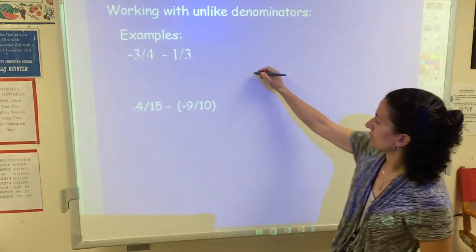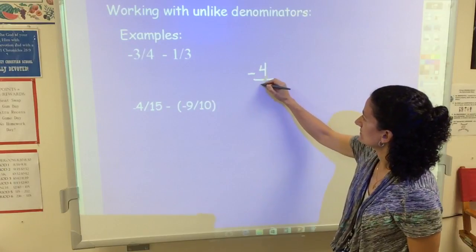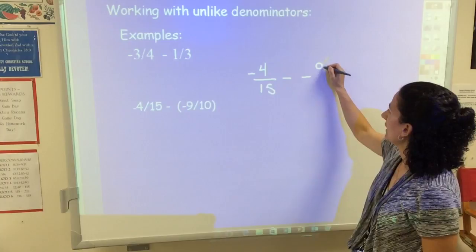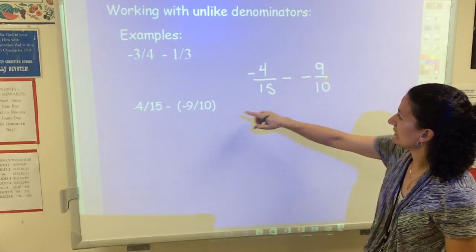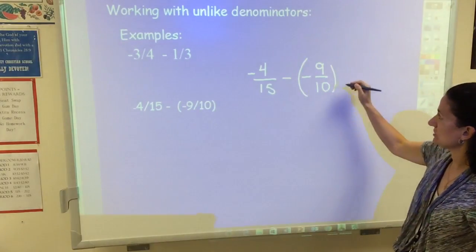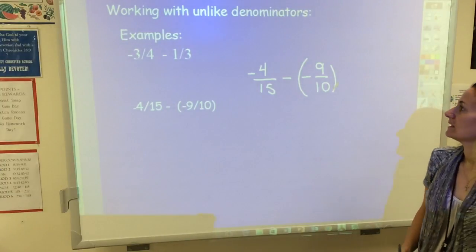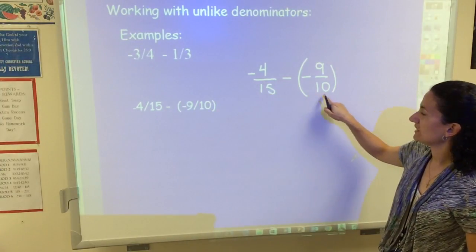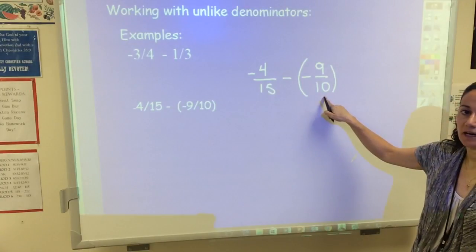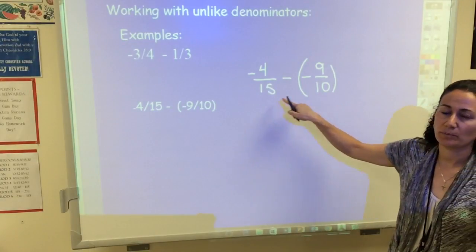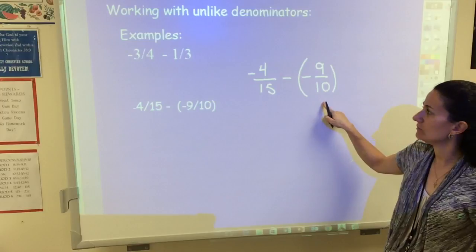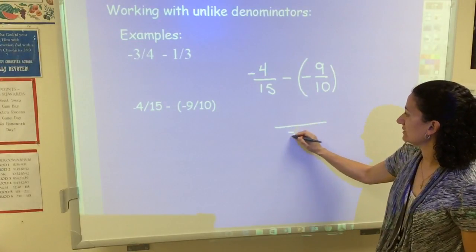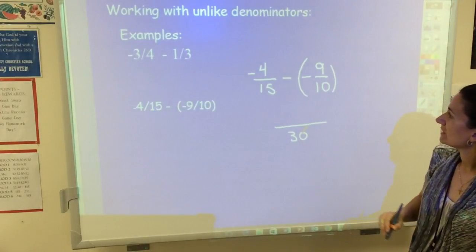All right, let's try another one. Negative 4/15 minus a negative 9/10. Okay, they've got the negative 9/10 in parentheses just so we can read it clearly. Okay, so first thing I'm going to do is find a common denominator for 15 and 10. I'm trying to find a common multiple, a number that both 15 and 10 go into or divide into, and that would be 30. They both divide into 30 evenly.